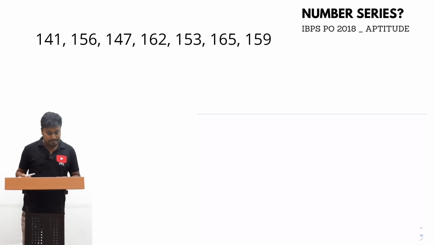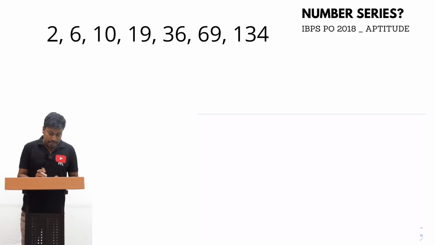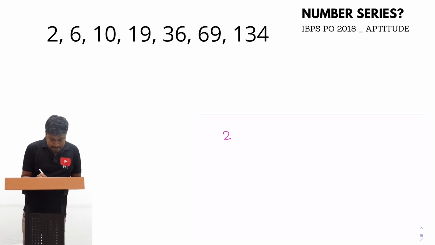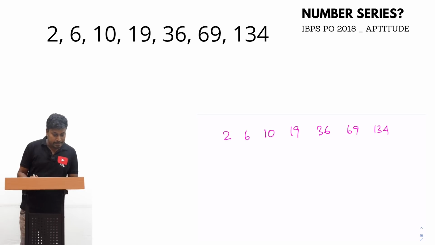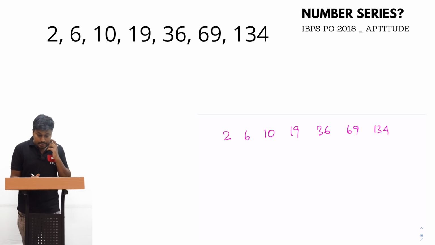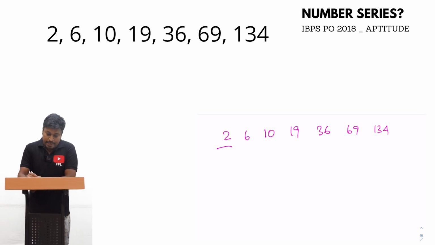Next question is 2, 6, 10, 19, 36, 69 and 134. Okay, so we have to find this. Starting from 2 and ending at 134, definitely there is not a huge difference. We can't easily find it, but they could have used multiplication, addition, or subtraction. Anything can be used here.